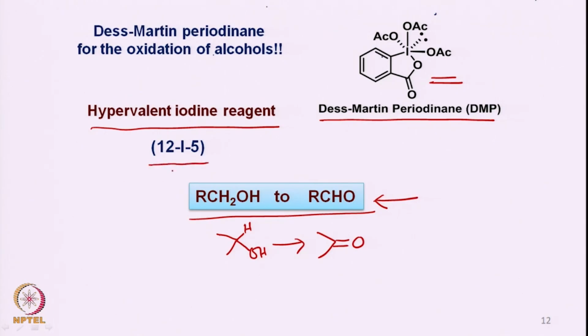12 means now there are 12 electrons around the iodine, 2 from this bond and 2 from here, 2 from here, 2 from here, 2 from here, and another pair of electrons here. So, that indicates 12, and there are 5 bonds attached, because 3 iodine acetoxy bonds, 1 iodine aromatic carbon bond and 1 iodine oxygen bond. So, this is what indicates the 5, that means 5 bonds are around.